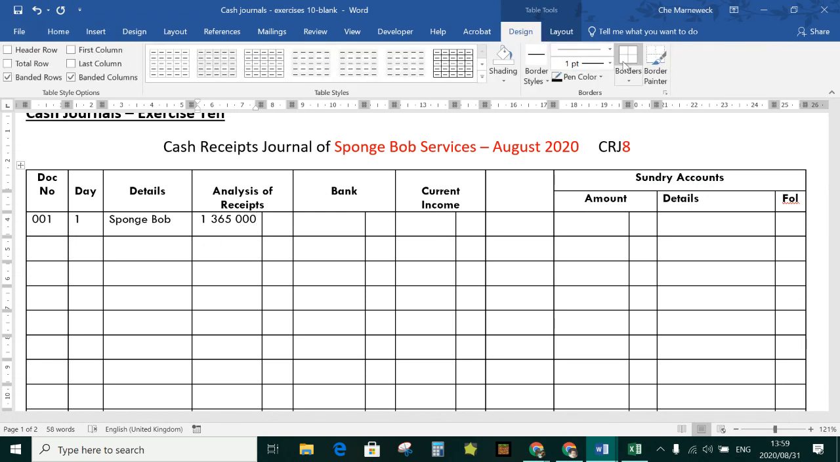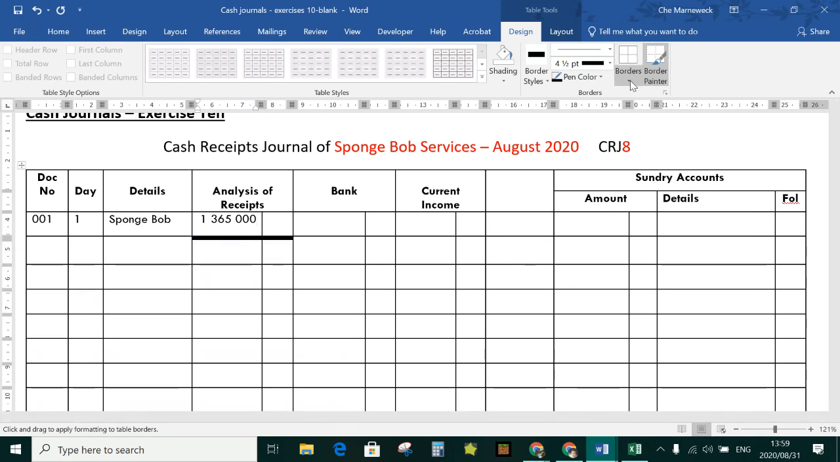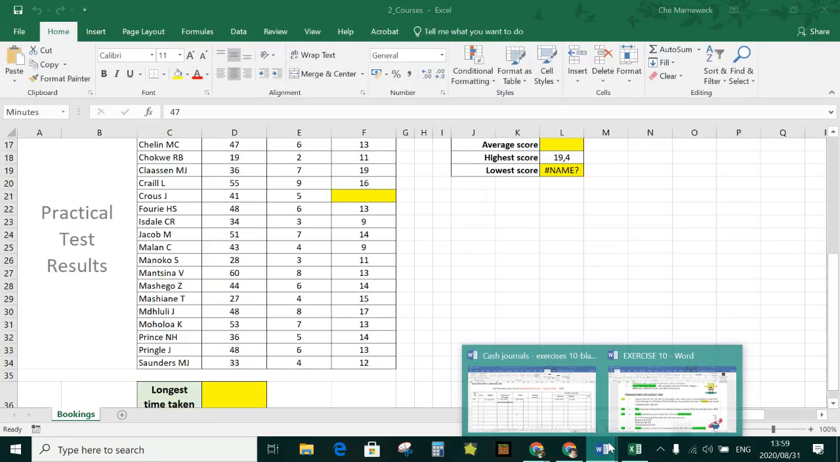So we get out our ruler and we underline analysis of receipts. We deposit that money into our bank account. What is that money for? The owner is putting money in the business. That is capital. That column heading doesn't say capital, so we go to sundry, 1,365,000. Details, the account name, capital. We then move on to the next transaction, next day.